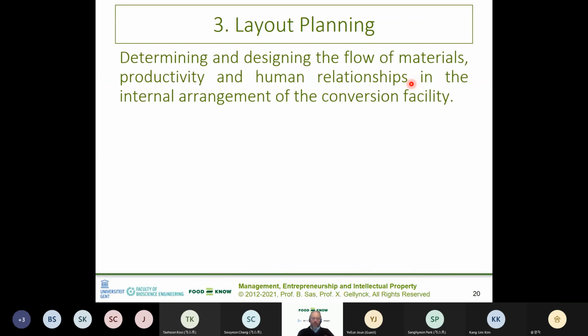Then we move to layout planning. That is actually determining and designing the flow of materials and where your equipment is being located and how labor can be allocated in such an arrangement that it's efficient and it doesn't waste too much time. And yeah, this is also linked to what we will be discussing in later slides, lean manufacturing.